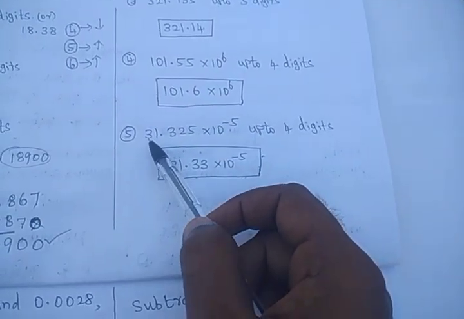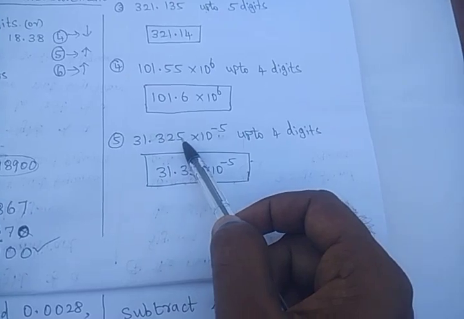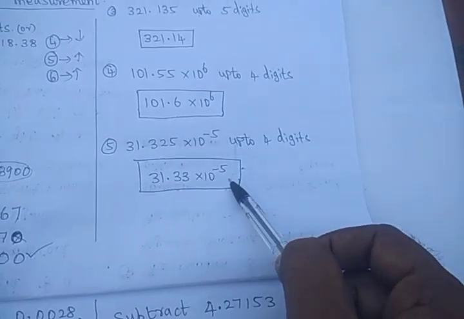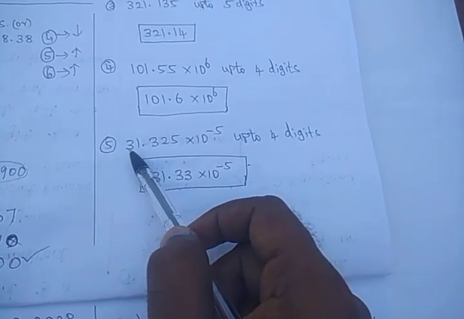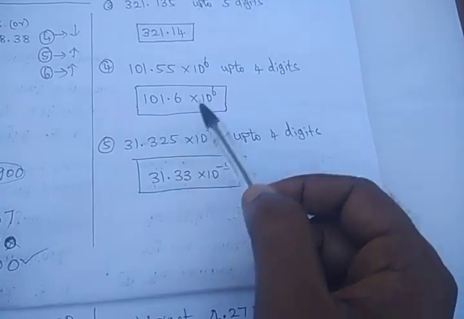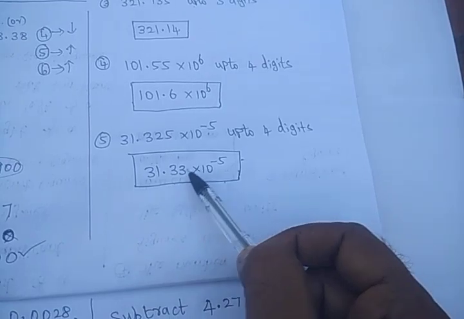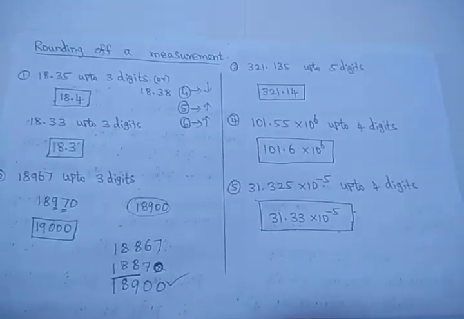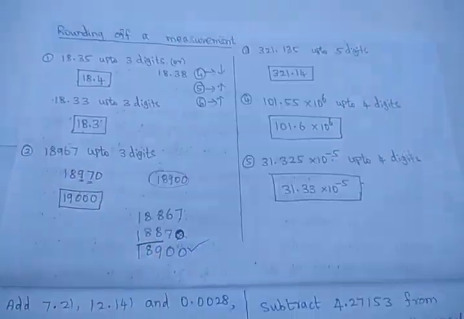Then next one, 31.325 × 10^-5. As it is 10 power minus 5, round off up to 4 digits, 1, 2, 3, 4. So what is the last digit? It is a 5. We have to increase one number. So 31.33 × 10^-5. So likewise we have to round off the digits.